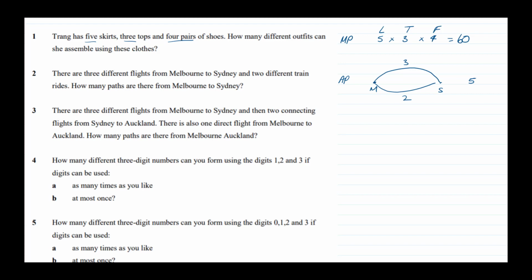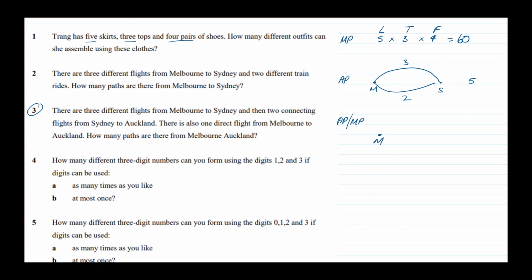This is question 3 now. There are 3 different flights from Melbourne to Sydney, and then 2 connecting flights from Sydney to Auckland. There's also 1 direct flight from Melbourne to Auckland. How many paths are there from Melbourne to Auckland? So this is now a combination. This is additive principle, multiplicative principle. Let's draw this as a map.